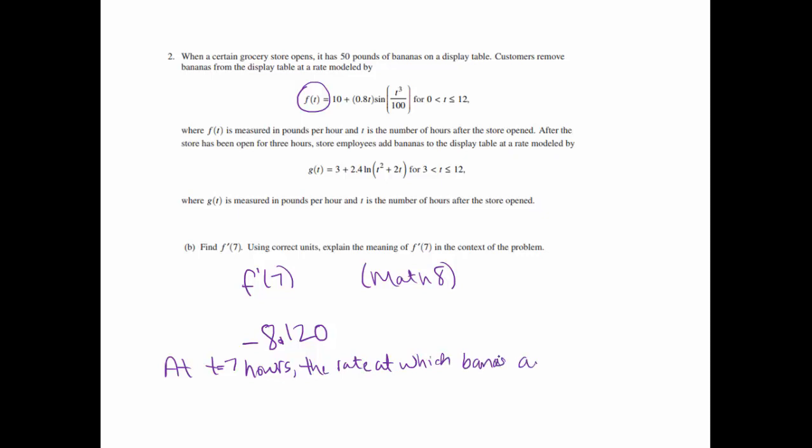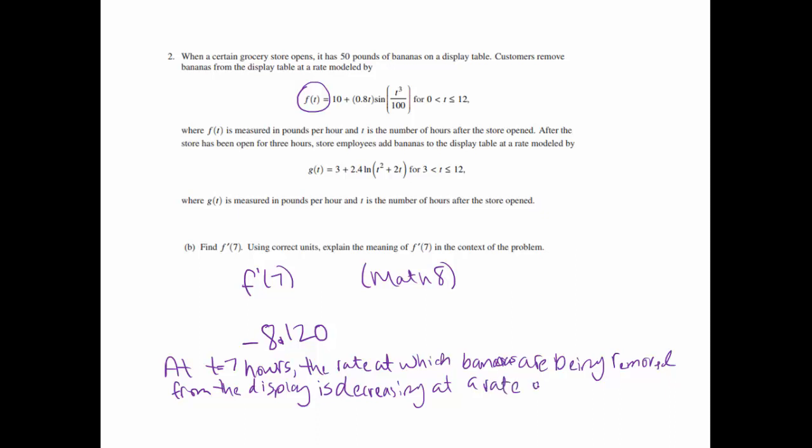bananas are being removed from the display. What is happening? Is the rate increasing or decreasing? It is decreasing. Okay, how fast is it decreasing? It's decreasing at a rate of 8.120 pounds per hour, or we could put pounds per hour squared.